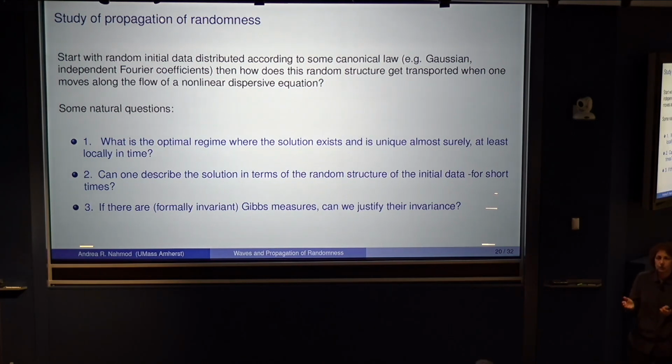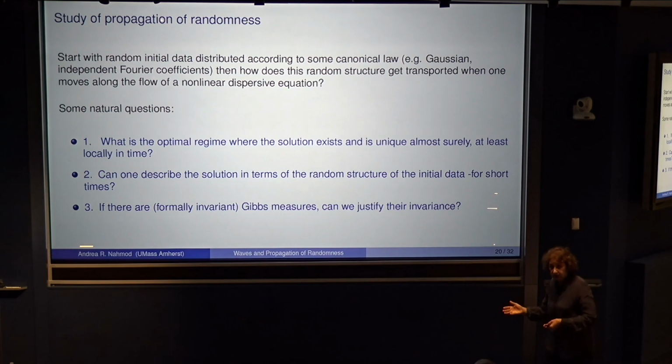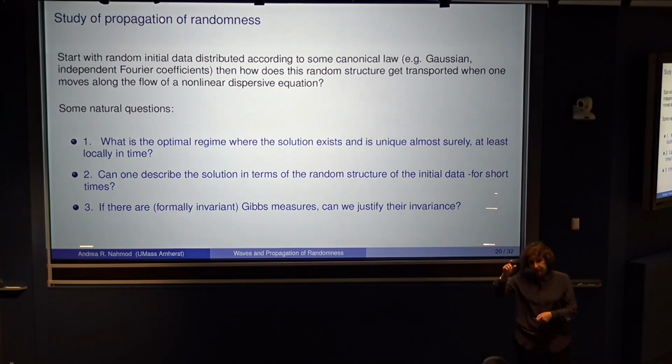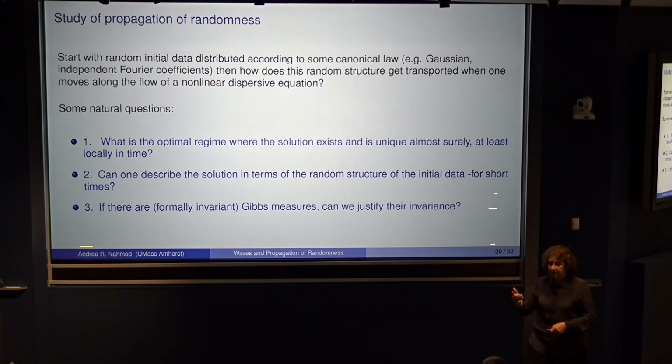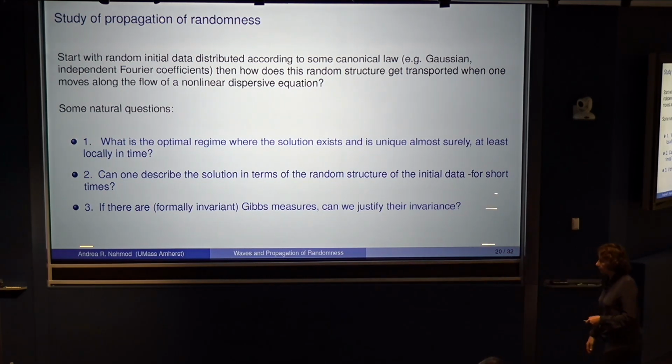Can you describe the solution? I don't just want to know whether it exists or not, but I want a description. I want to know exactly how it looks. If you start with something that is Gaussian, then what happens? How does it look? And if you have a Gibbs measure associated to your problem, which depends on this alpha that I told you, for alpha ones you always have a Gibbs measure, then can you justify the invariance and the dynamics, in other words, the existence of global strong solutions in the statistical ensemble of a measure?